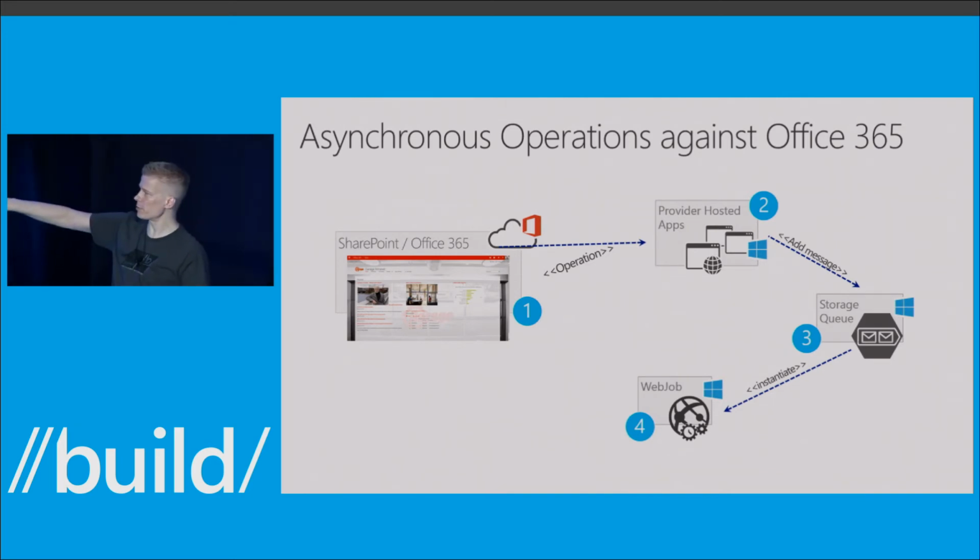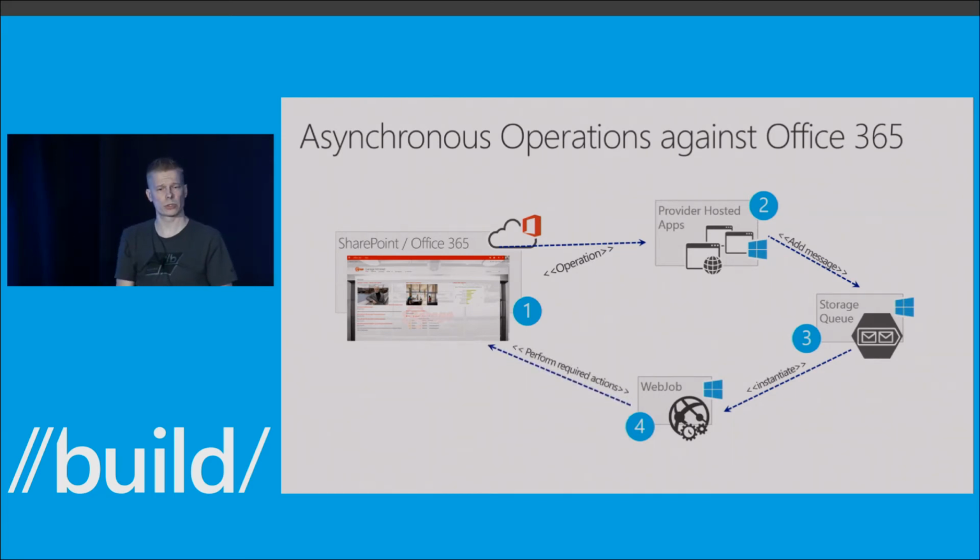And then the web job is actually started, it's executed by the storage queue, and it gets that message from the storage queue. And then that can actually use the app-only token to access SharePoint and then do operations against Office 365 in whatever possible means.